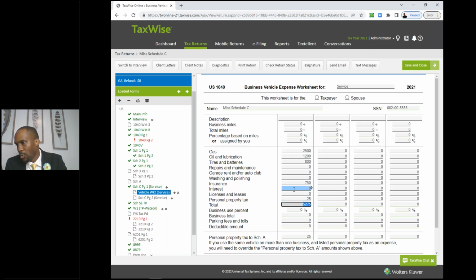If she has a loan on the vehicle, you can definitely add that in there. Let's say she has a loan on the vehicle and she paid some interest on it. So you've got some deductions. Right now we're looking at about $6,275 in deductions, right?